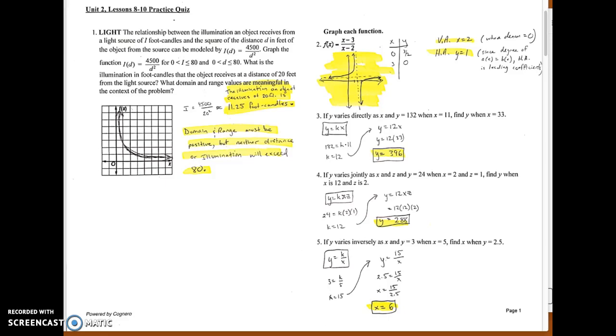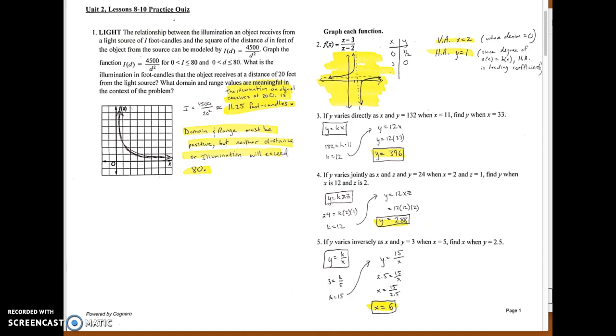All right, today we're looking at the Unit 2, Lessons 8 through 10 practice quiz. The first question is a word problem, and it's about light. It says the relationship between the illumination an object receives from a light source of I foot candles and the square of the distance d in feet of the object from the source can be modeled by the equation I of d equals 4500 divided by d squared.